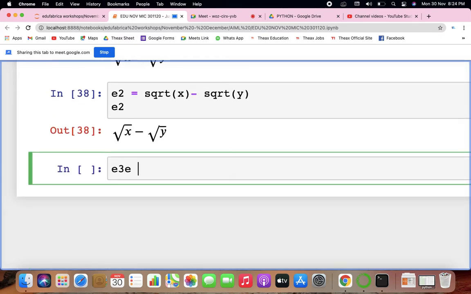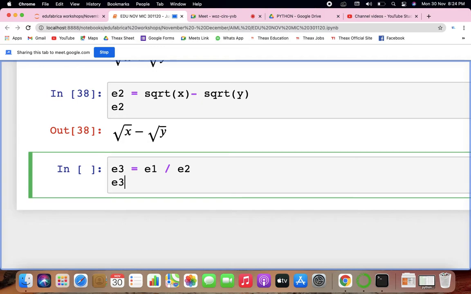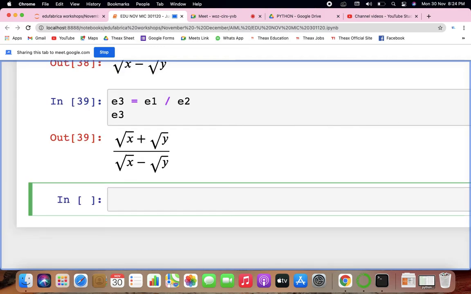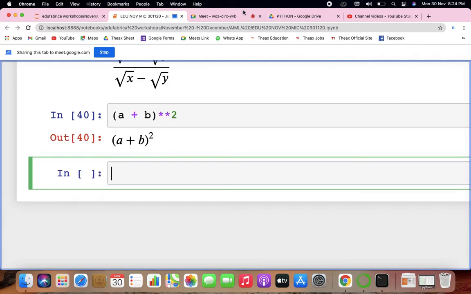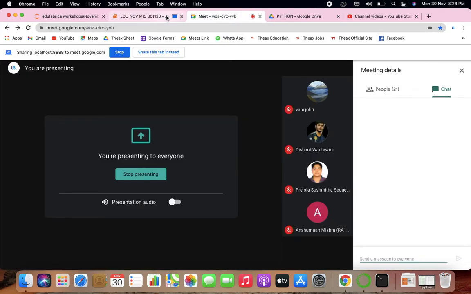Now e3 could be an expression which is e1 divided by e2. That's it. So e3 could be root x plus root y divided by root x minus root y, and then you understand the way we'll be writing, like the whole formula will be derived over there. That is a different part. We'll be going ahead later. Now let's say I say a plus b whole square, so I'll be writing it as a plus b and then whole square. Very simple, a plus b whole square, right? That could be a formula. It is a formula, right?